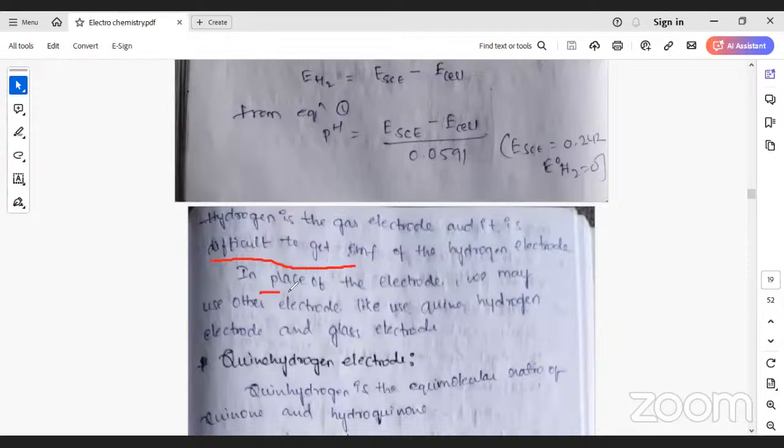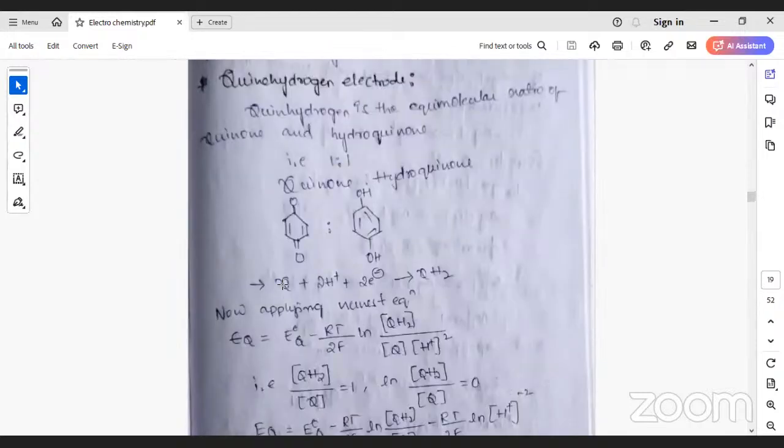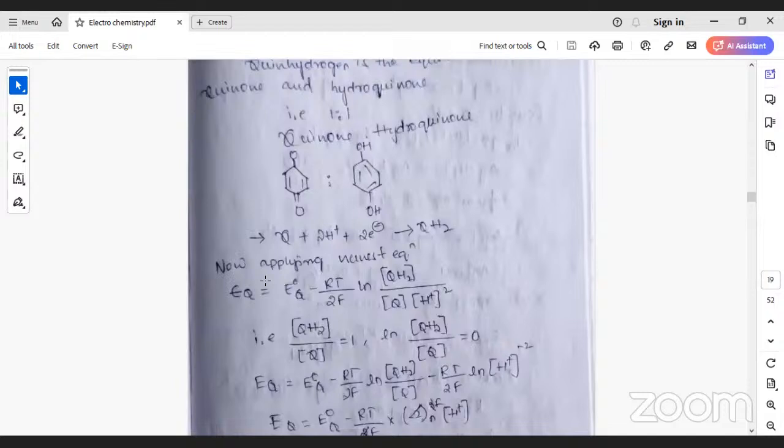Instead of this hydrogen electrode, we have to use some other electrodes like subsidiary electrodes or secondary type of electrodes. What are the secondary type of electrodes? One of the electrodes is the quinhydrone electrode.